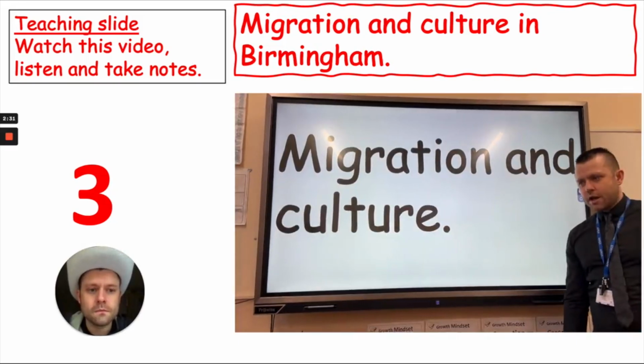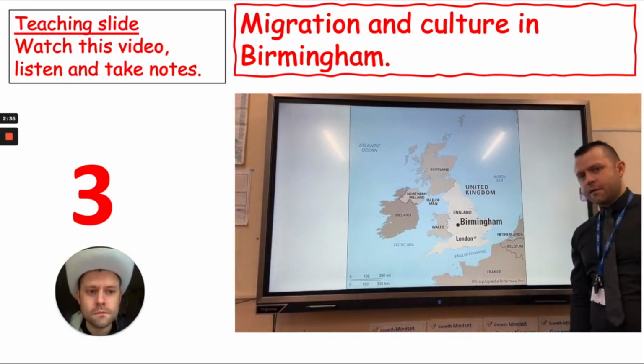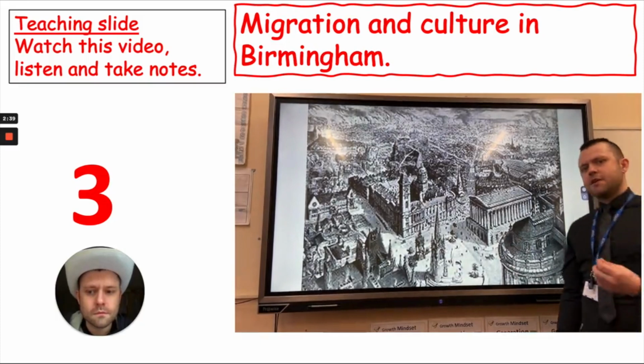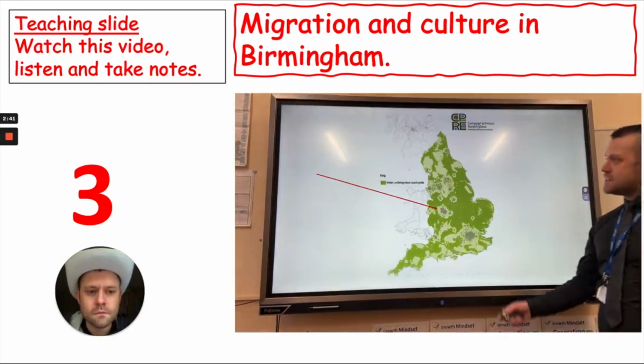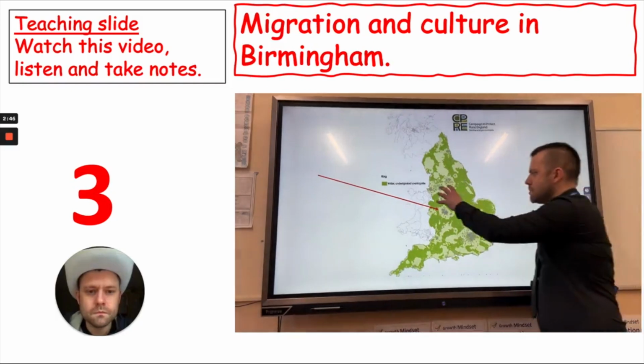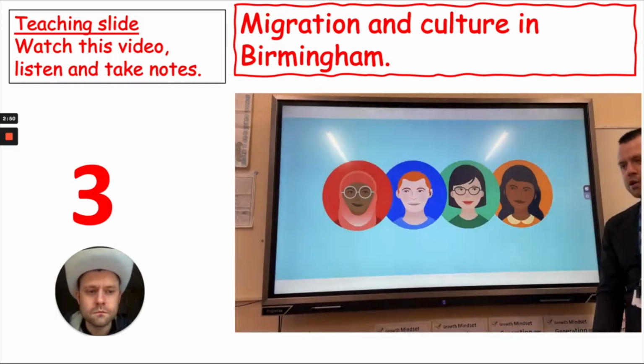Migration and culture in Birmingham. Birmingham is the second largest city in the UK with a population of 1 million people. Birmingham used to be called the City of the Thousand Trades because it had a large industrial base. This has changed the character of the city because national migration encouraged people to move to Birmingham, causing the city to spread out. We call this urban sprawl.